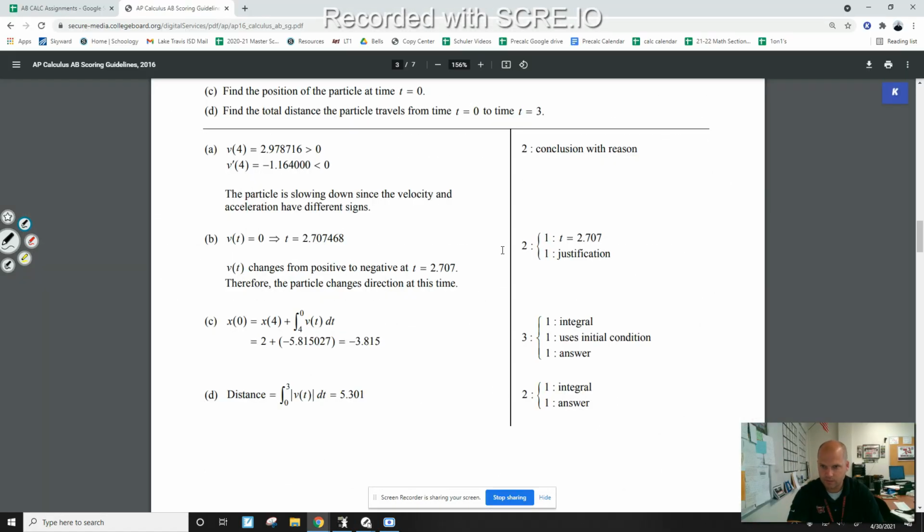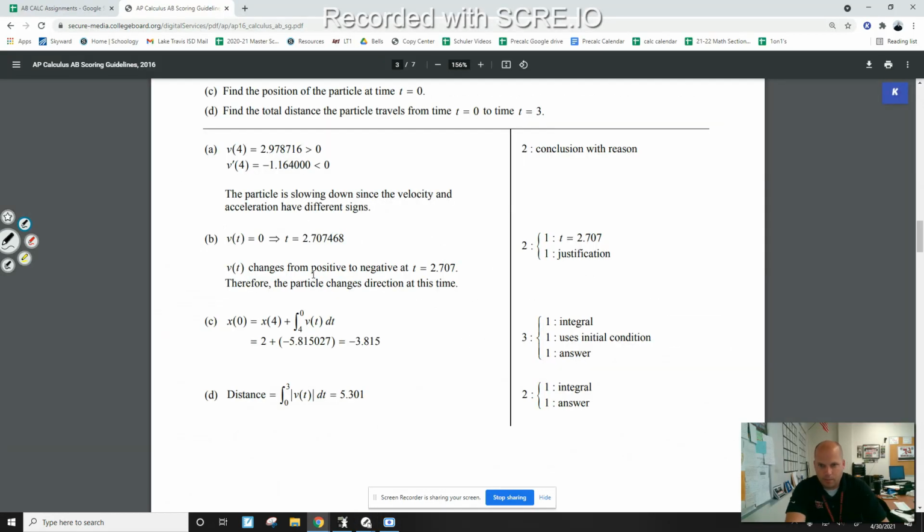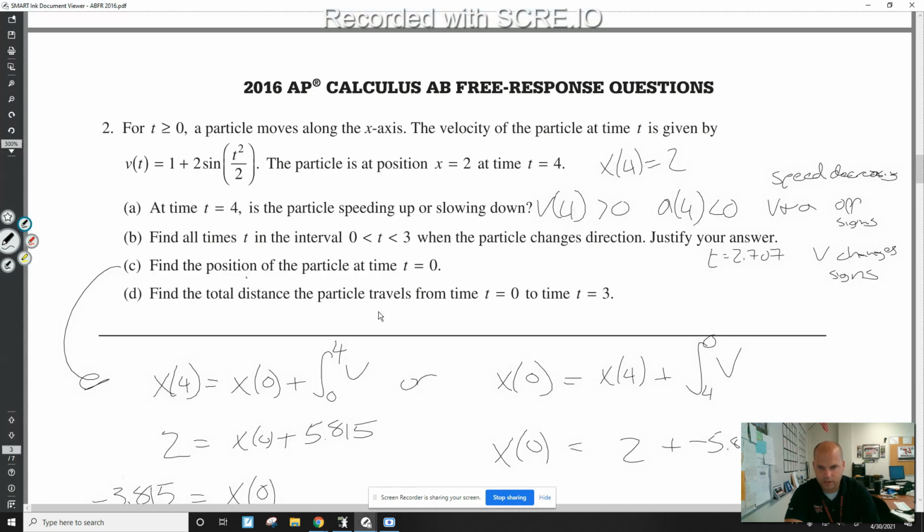You don't need the values. 2.707, velocity changes sign. Okay, boom. That's all you need. 3 points. An integral, they do x of 0 equals x of 4, 4 to 0. They get that answer. That's 3 points. Distance, 2 points. Gosh, it's so easy.